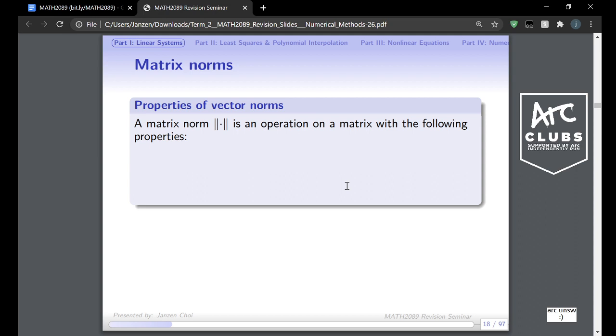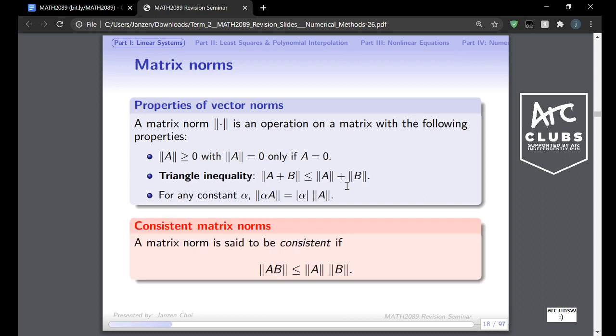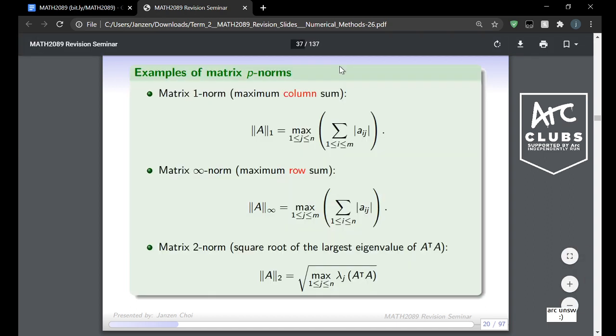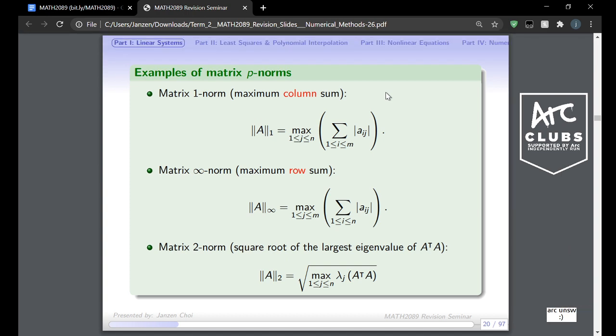Matrix norms. So with vector norms, we also have matrix norms. The matrix norms share quite similar properties as well to the vector norms. And a matrix norm is said to be consistent if this condition is satisfied. The p-norm of a matrix is given by the expression here, where the vector x is a non-zero eigenvector of the matrix. Again, you will probably only come across the 1, 2, and infinity matrix norms, in which there are also shortcuts that we can apply to calculate these norms.